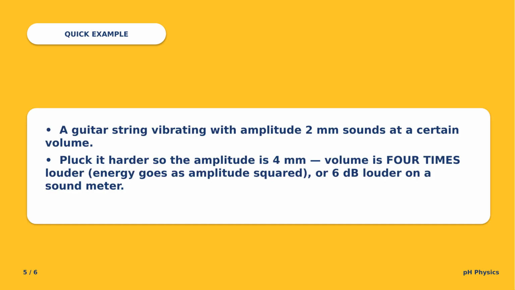Quick example. A guitar string vibrating with amplitude 2 millimeters sounds at a certain volume. Pluck it harder, so the amplitude is 4 millimeters. The volume is 4 times louder, because energy goes as amplitude squared, or 6 decibels louder on a sound meter.